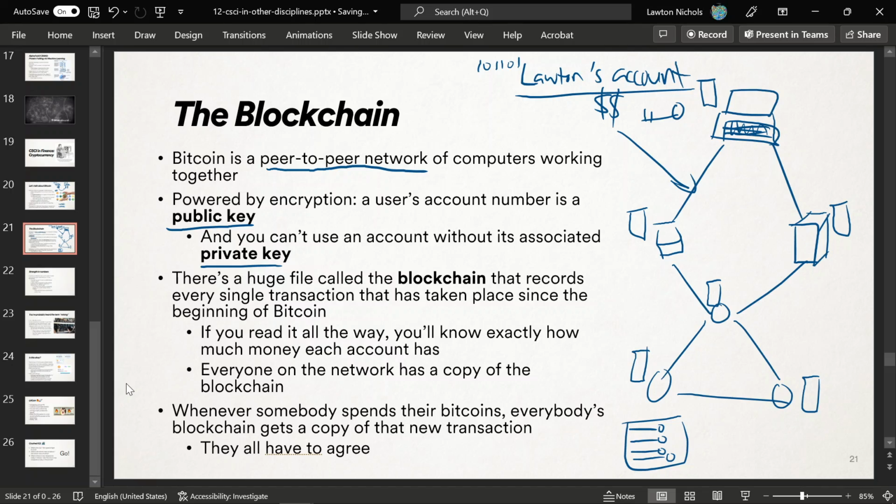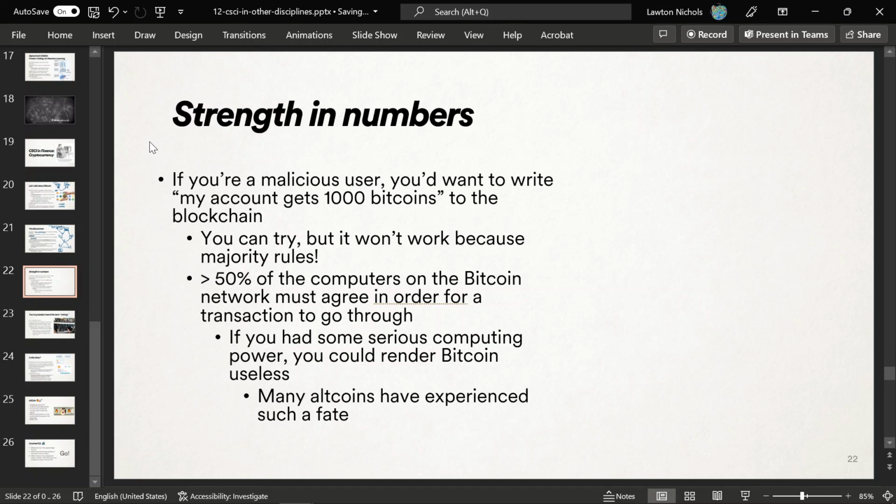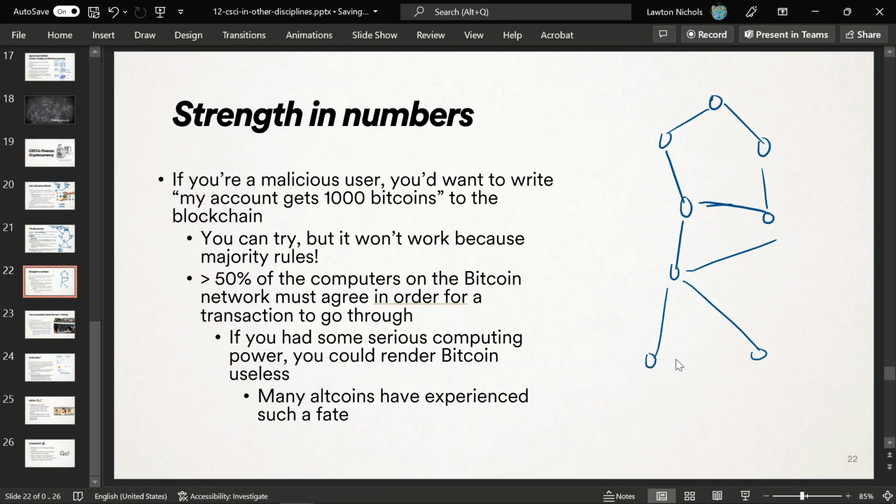Okay, so let's talk about that idea of lying on the Bitcoin network. Because if you're a bad person, or you want more money, you would say, to your local copy of the blockchain, oh yes, my account just got 1,000 Bitcoins. That is the truth. Okay, you'd try to write that to the blockchain, wouldn't you? All these interconnected computers would be like, let me think about that. Okay? So everybody is connected to everybody else, and that is where we get strength in numbers. That is how you can get around this issue of a single malicious user. So you can try to do this, but the network is going to disagree with you.